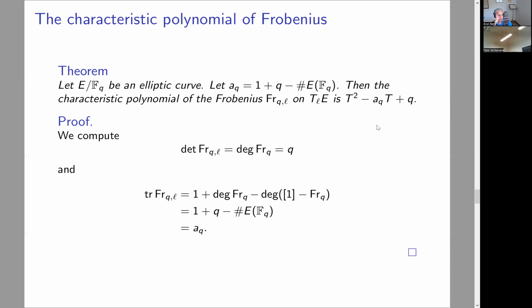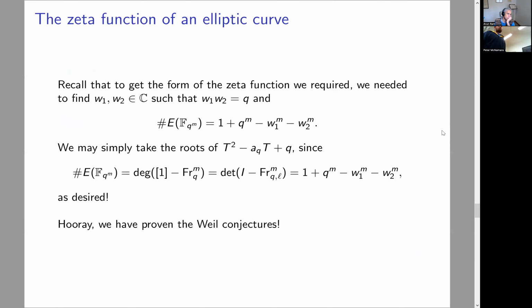So what we needed was to get some complex numbers, w1 and w2, so that the point count on the elliptic curve was precisely 1 plus q to the m minus w1 to the m minus w2 to the m, looking at the F_q to the m points of the elliptic curve. But we've set everything up so that this is just immediate from knowing this fact. Once you have the characteristic polynomial, basically we'll just redo that calculation we did before and see that we get exactly what we want.